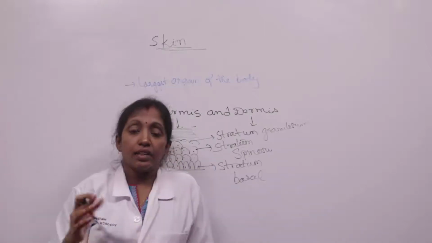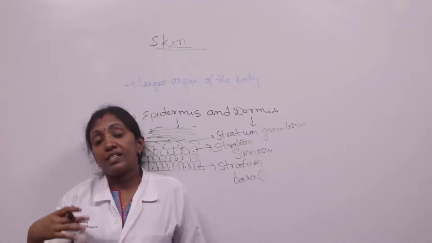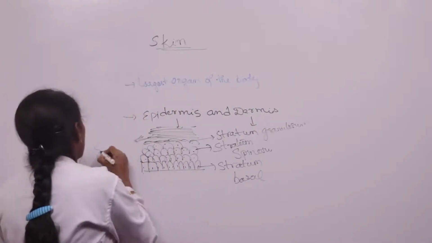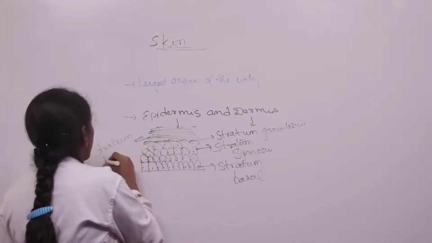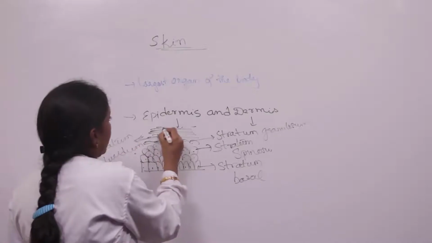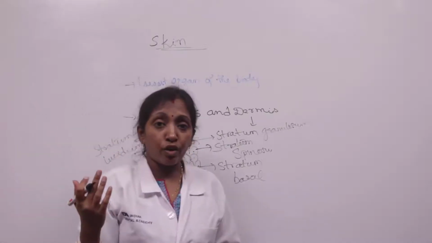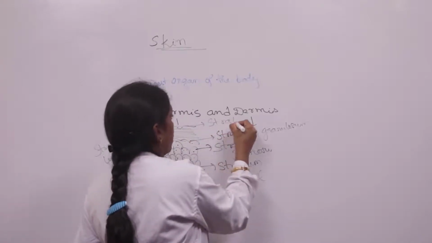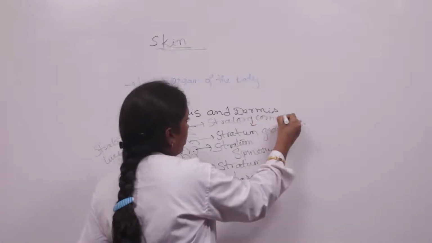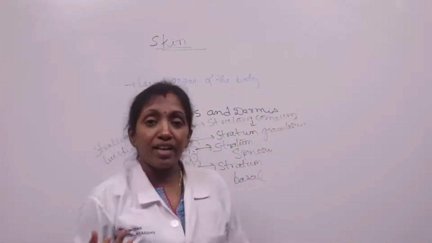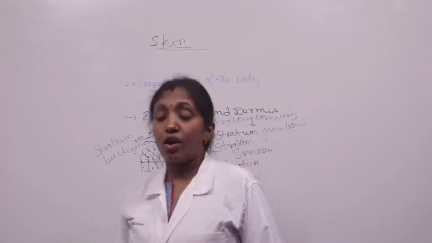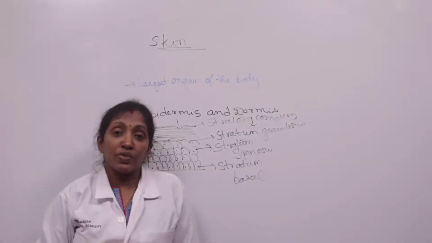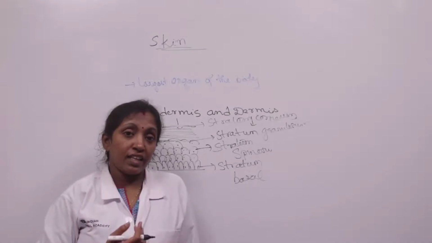As we go upwards, the epithelial cells get destroyed, so we can't see any nucleus here. We call this layer stratum lucidum, and the outermost part of the epithelium, which consists of keratin, we call stratum corneum. So the epidermis consists of 5 layers. It is an avascular layer, and the appendages of the skin, that is hair, nails, sweat glands and sebaceous glands, are seen in the epidermis.